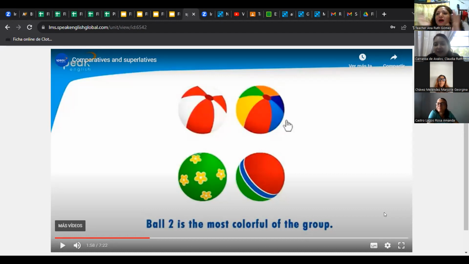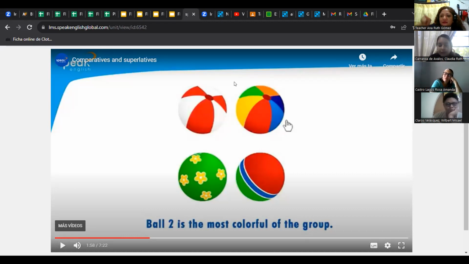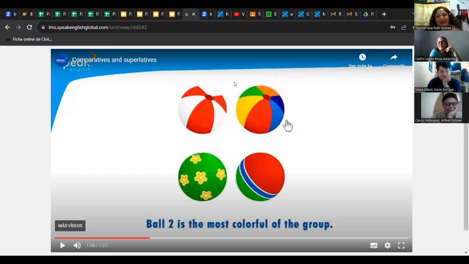We don't know, teacher. No, but in my opinion, the tallest is Wilbert. Wilbert, what's your height? 185. Somebody else here who is more than 185? No. For me, Wilbert is the tallest. Imagine, almost 190. Oh, he is tall. So he is the tallest of the group.